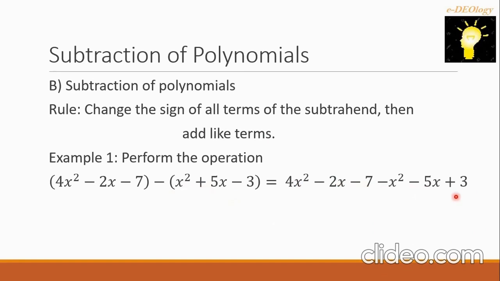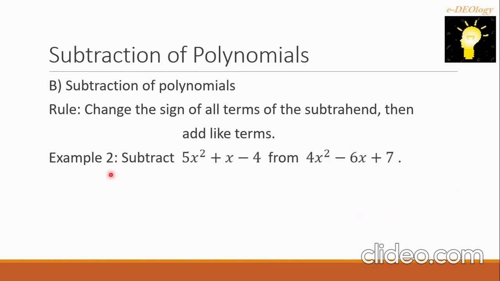And then we will combine like terms, or we will add like terms. We have here 4x squared. There is a negative x squared here, so we can combine these two. We have 3x squared, and then the negative 2x. There is a negative 5x here. We will combine these two. We will get the negative 7x, and for the constants, negative 7, and there is a positive 3. So it is negative 4. So our final answer is 3x squared minus 7x minus 4.